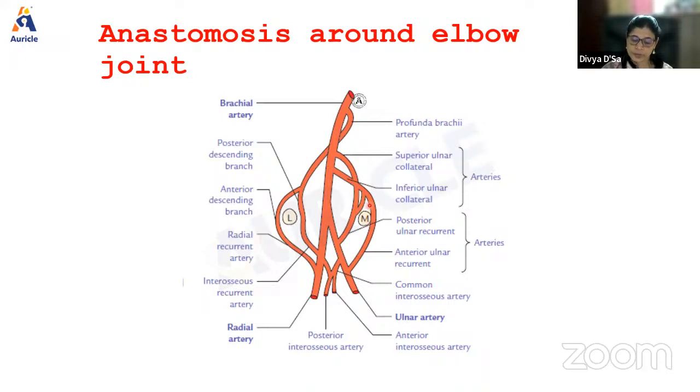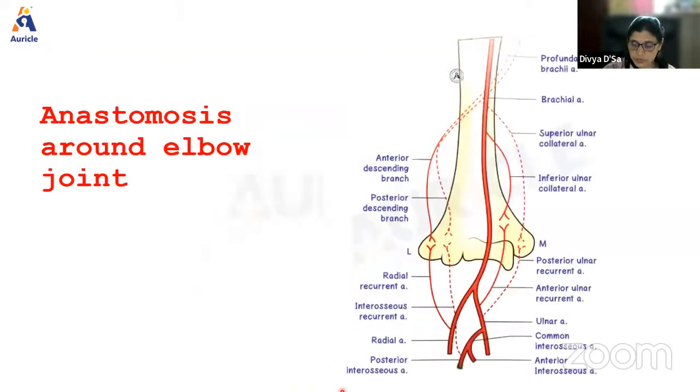The anastomosis is formed between branches of the brachial artery. From above, we have the branches coming directly from the brachial as well as the profunda brachii artery. From below, it is from the branches of the radial and ulnar, which are in turn branches of the brachial artery. This anastomosis seen around the elbow joint forms a collateral circulation, especially if there is any ischemia or blockage of any part of the artery. This anastomosis will help in the blood supply. Here, this is an easier way to remember.